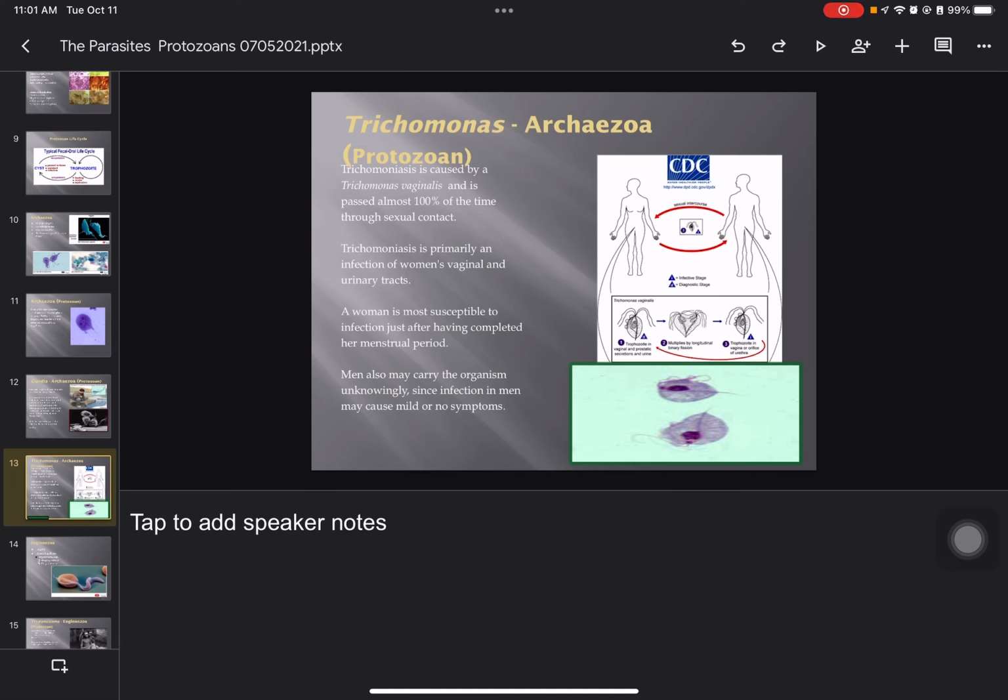Now, the other way to do it is just to take some of the exudate and give it to me or somebody like me, and we can look and see if we find the trichomonad, because they're pretty easy to spot once you look under a microscope.